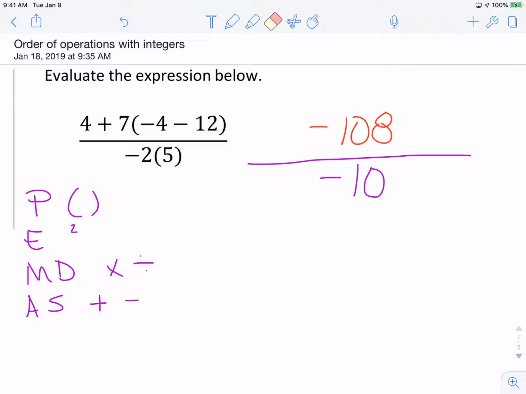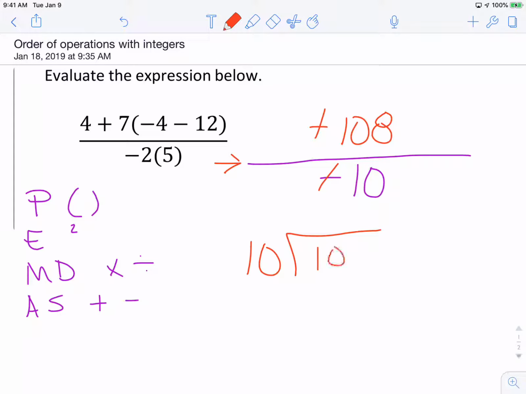negative 108 over 10, and we divide. Because this sign right there is division, every fraction is a division problem. The top number goes on the inside, the bottom number goes on the outside. The two negatives cancel each other out. So a negative times a negative is positive. A negative divided by a negative is a positive. I know this is kind of confusing, but you'll get used to it.